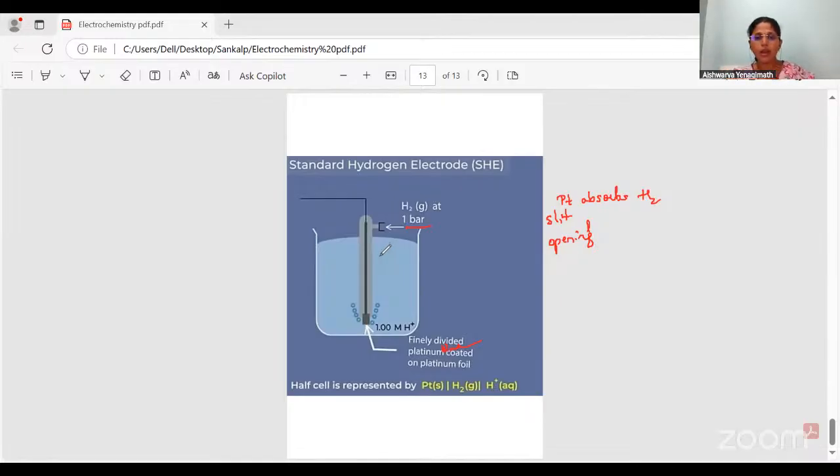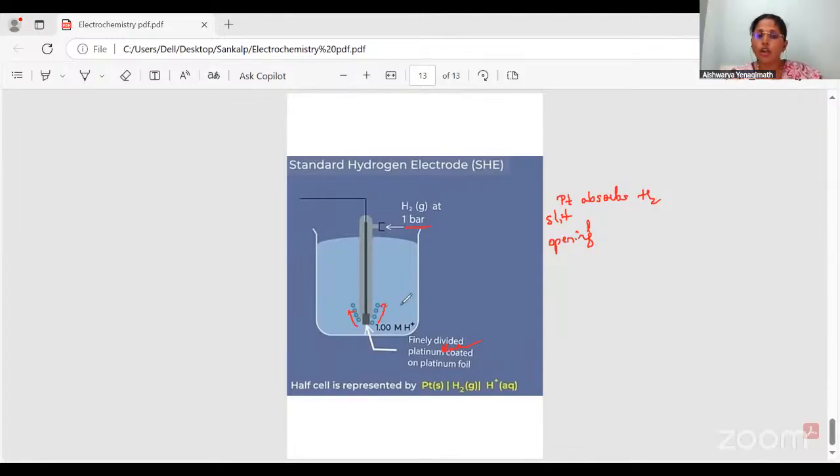So how much platinum can absorb, it will absorb hydrogen gas, and the excess hydrogen gas is given out, it is bubbled out. You can see the bubbles coming out here. The excess hydrogen gas is bubbled out. So this excess hydrogen gas is bubbled out where? It is bubbled out into the solution.